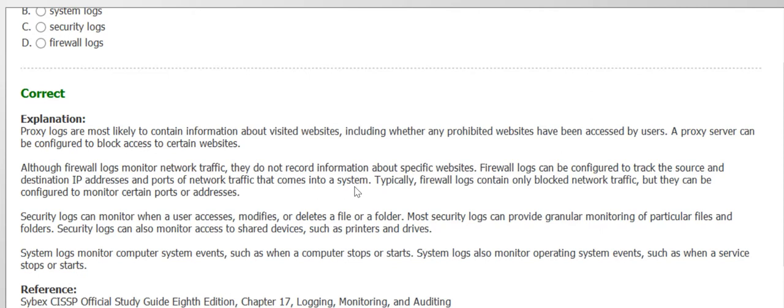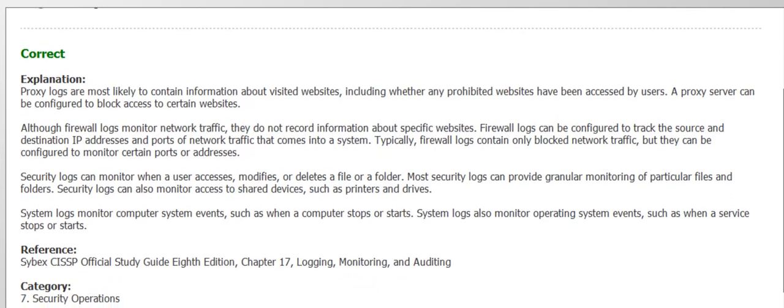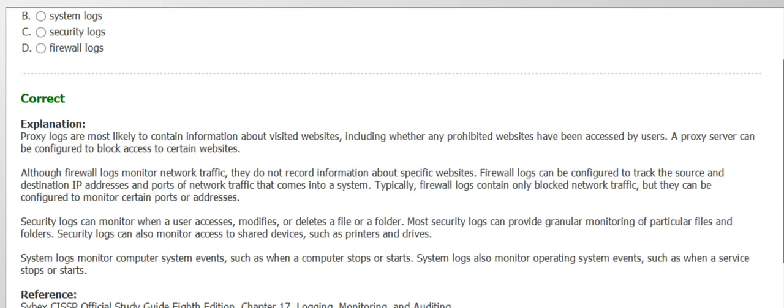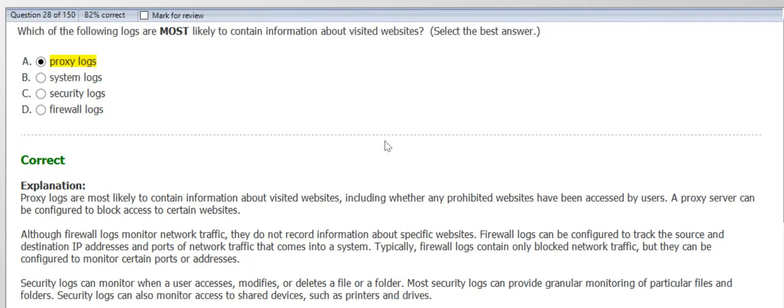Firewall logs, however, also contain information. They track the source and destination IP addresses and the ports of the network traffic which comes into the system. Security logs can monitor if any user has modified or deleted a file or a folder. Similarly, system logs monitor the computer system events, such as if any computer stopped or started, or any services stopped or started. So for visited websites, we will select proxy logs. Let's move next.